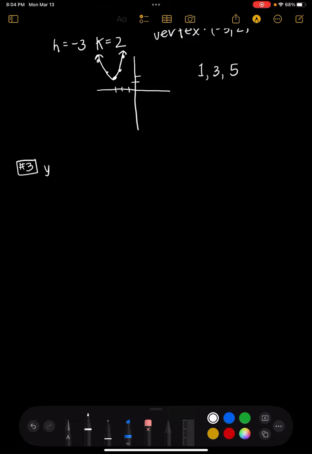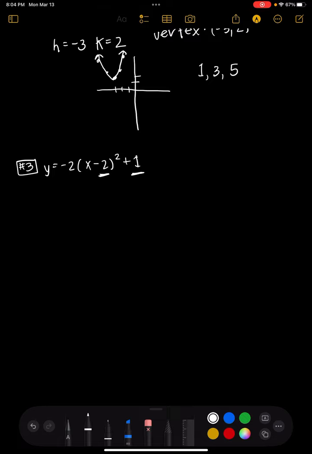It's y is equal to negative 2 times (x minus 2) squared plus 1. So once again, we're going to start by finding our vertex. To find the vertex, we're going to use this number that's inside the parentheses and then this number that's on the outside of the parentheses.